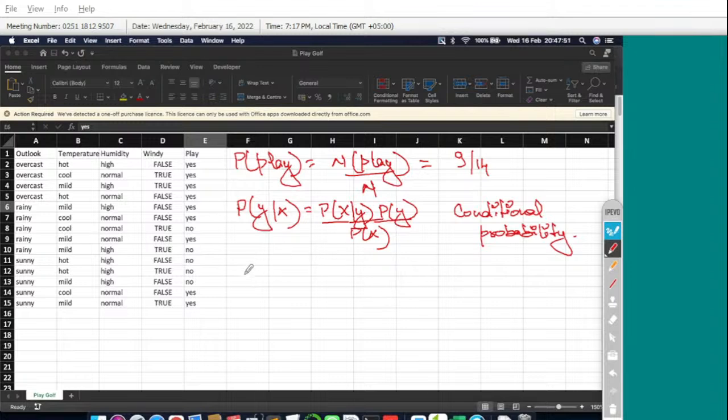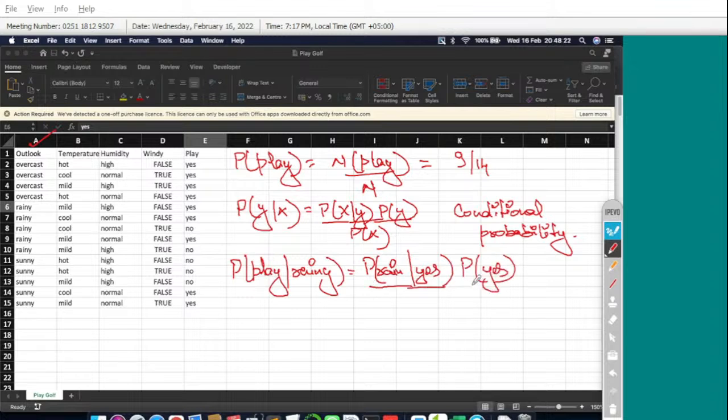So let's take an example. We want to calculate the probability to play if, let's use only one feature right now, the outlook is rainy. What is the probability to play if it's rainy? So how do we calculate it? The probability to rain when we were playing, into the probability to play, divided by the probability to rain, right? That's how we are going to calculate this.